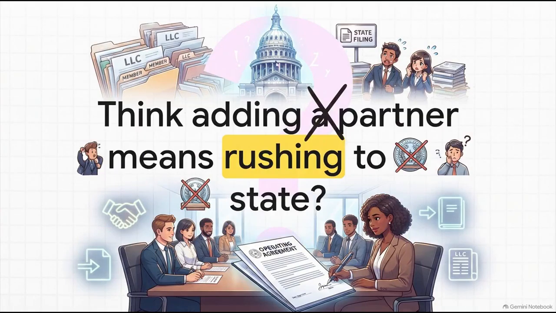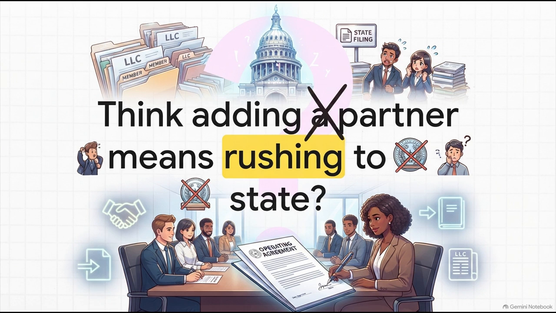Now, right off the bat, let's shatter a massive misconception that trips up almost every single new business owner. Do you think that adding a partner means you have to immediately rush to file paperwork with the Texas Secretary of State to update your ownership records? Actually, you might be surprised to hear this, but the Texas Secretary of State doesn't track LLC ownership at all. They really don't. They don't maintain a public registry of your members. They basically only track your registered agent and your initial managers or members from the exact day you were formed.